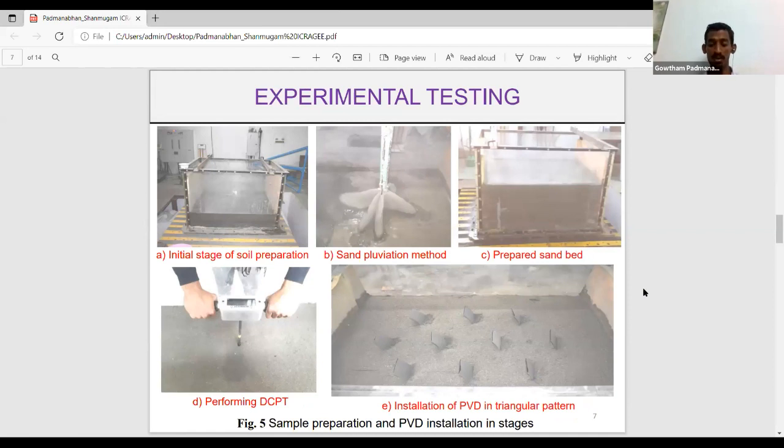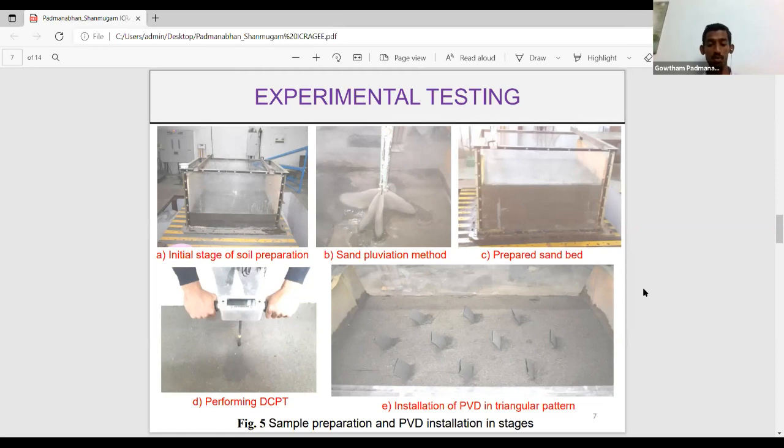Once the sand bed is prepared for a total depth of 600 mm, two pore pressure transducers were embedded at heights of 200 and 400 mm from the bottom of the tank to monitor the generation and dissipation of excess pore water pressure. Once the sand bed is prepared, DCPT, digital static cone penetrometer experiments have been carried out throughout the depth at random locations to determine the density achieved.